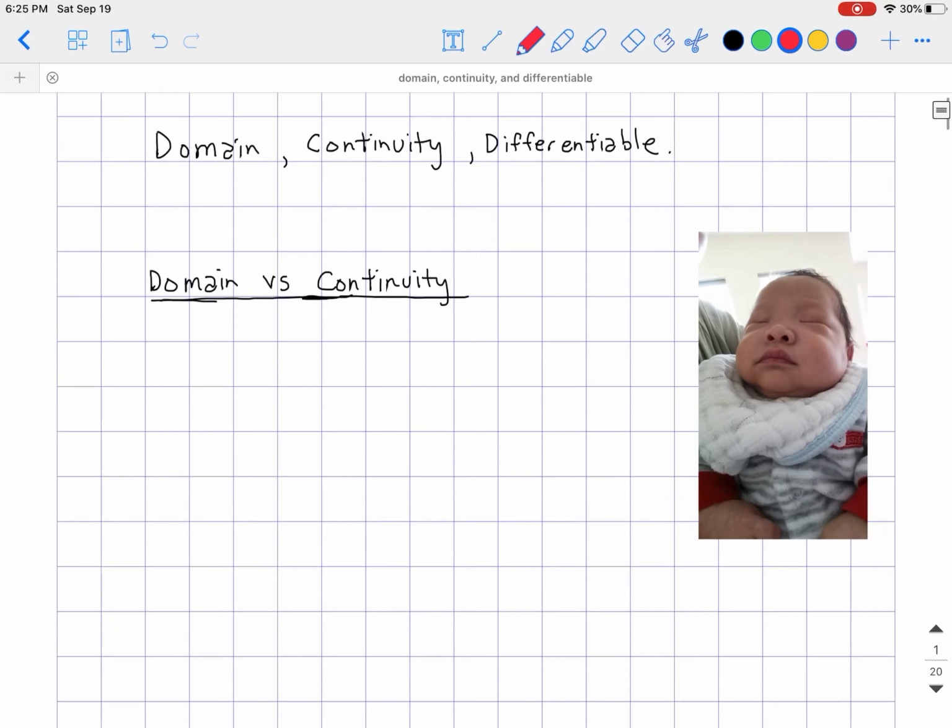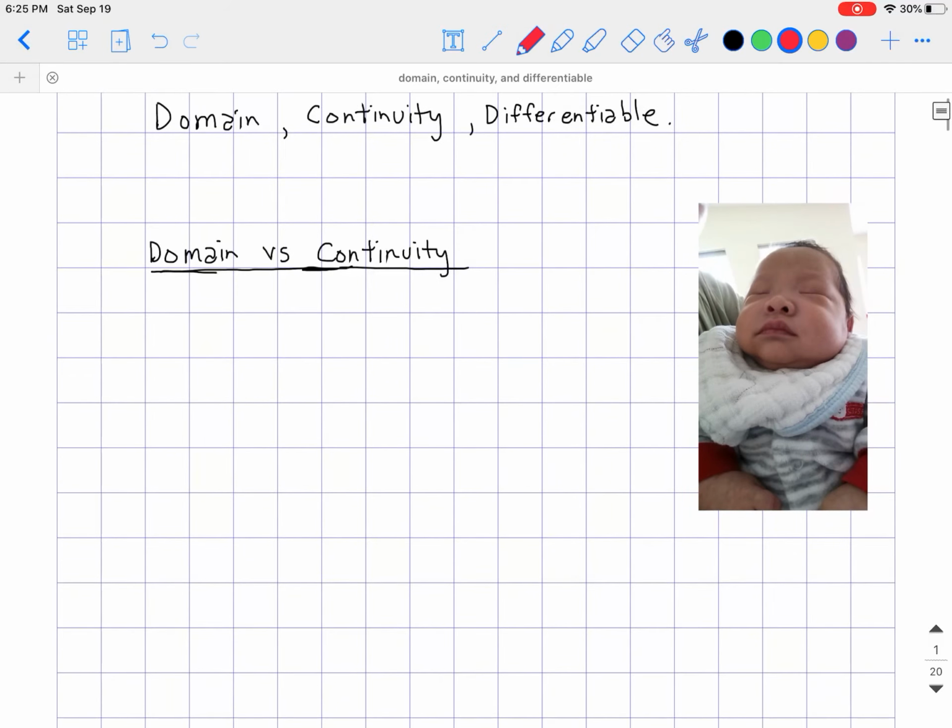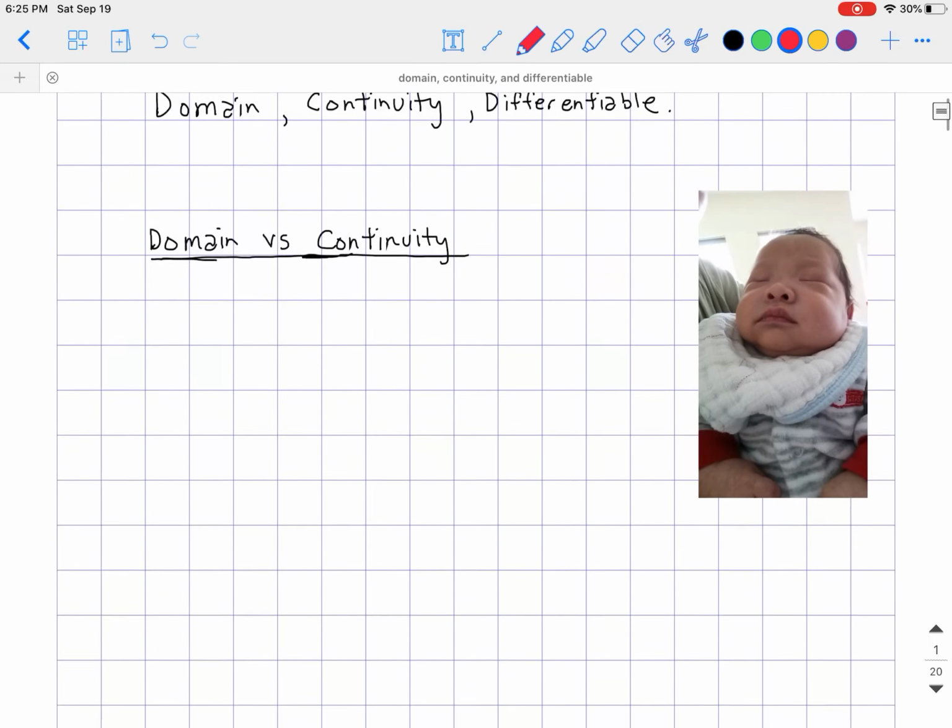And just to keep your attention, there's my son on the right hand side. You can see that he is sleeping and his face is pretty big.